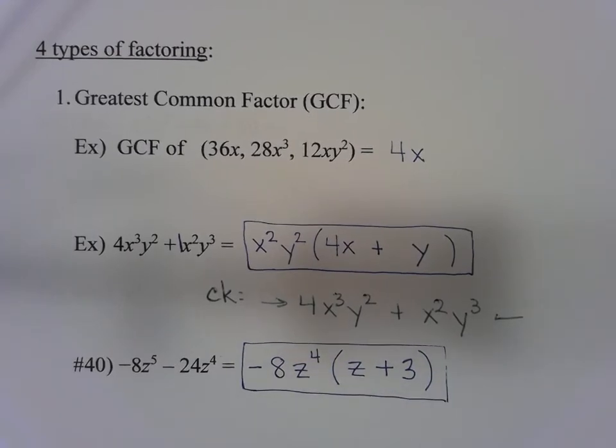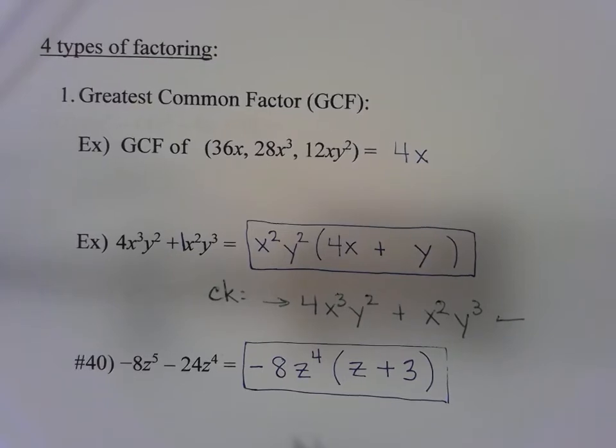Okay, so this is called the greatest common factor. I always list this one first because it's a really good first step when you're factoring. Usually if there's more than one type of factoring, very often it's a greatest common factor. And the greatest common factor, if it's done at the very beginning, can make the rest of the factoring steps a little bit easier.